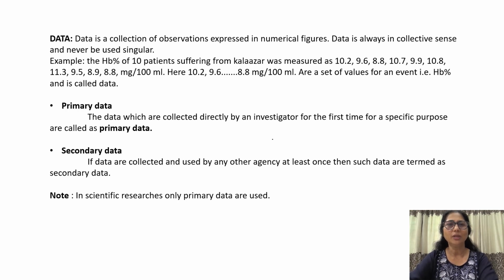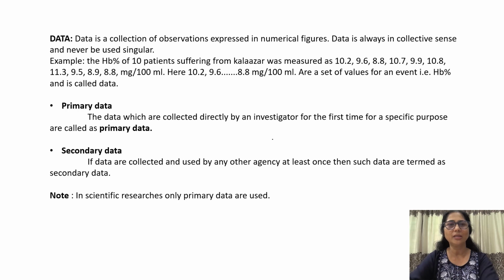For example, if there are 10 patients suffering from Kala Azar, and we measure their hemoglobin percentage as numbers, all these numbers are a set of data. They are measured in milligrams per 100 ml for the hemoglobin percentage, and the hemoglobin percentage is a variable or an event.